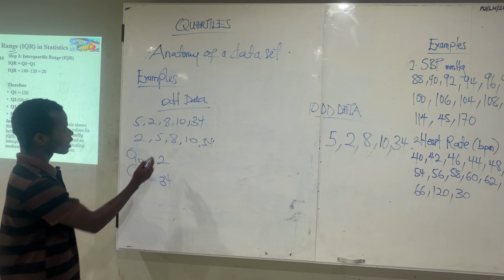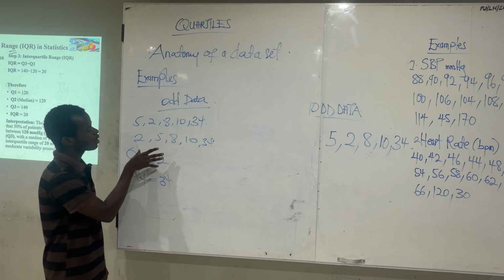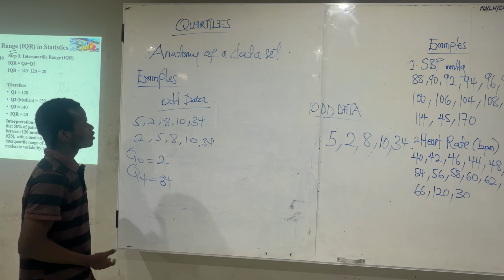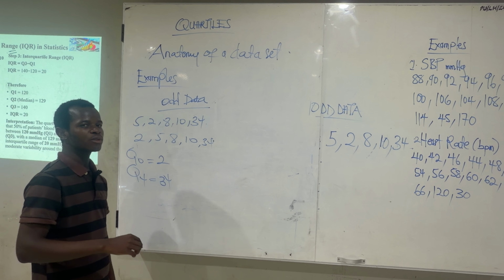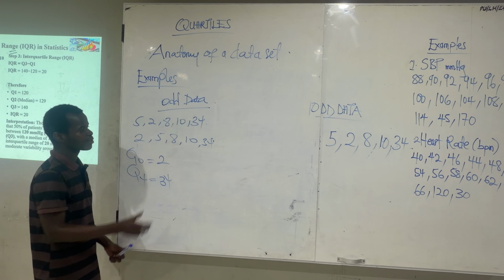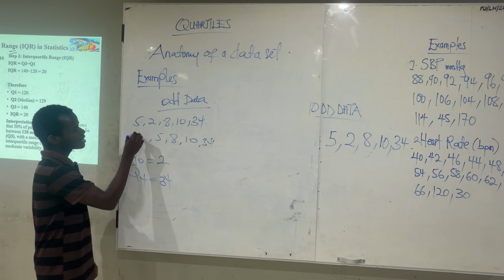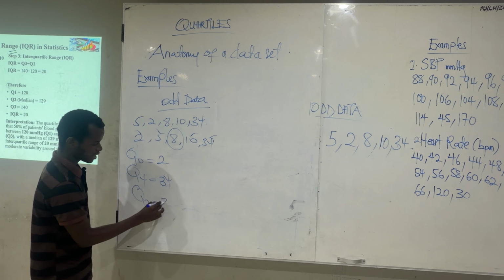Then let's go to our Q2, the median. And for finding a median in an odd data, mostly it falls on a single number in the middle when the data set is arranged in either ascending or descending order. And we've already arranged this data set in ascending order. So you get one here, one here, one here, one here, and the single number remaining in the middle is 8. Hence our Q2 becomes 8.